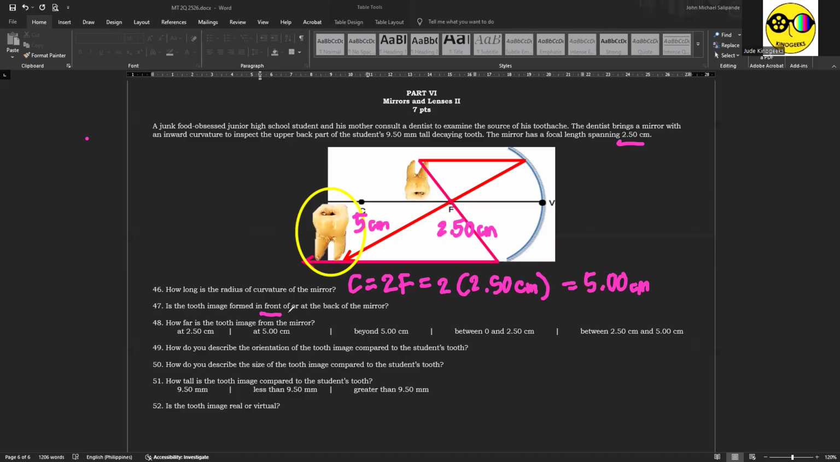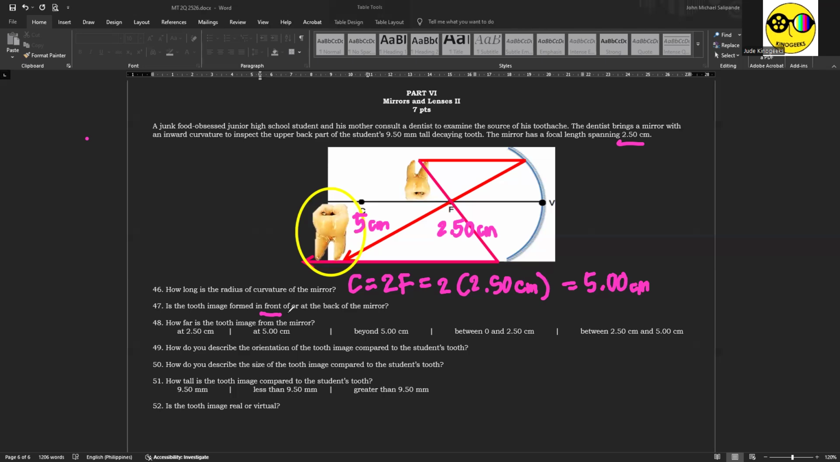Number 48. How far is the tooth image from the mirror? You don't actually have to solve anything. All you have to do is estimate. Is it at 2.50 centimeters at the focus? At 5 centimeters or at the radius of curvature? Beyond 5 centimeters or beyond C? Between 0 and 2.50 centimeters? That's between the mirror and the focus. Or between 2.50 cm and 5 cm? That's between F and C.